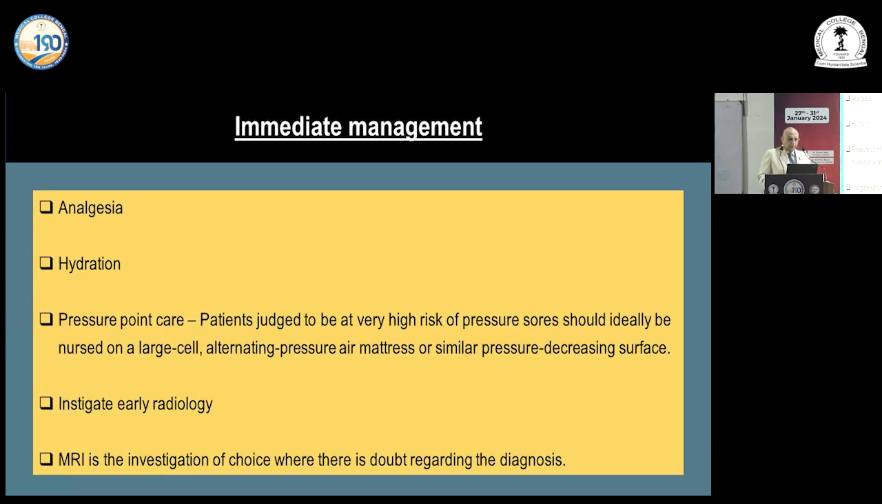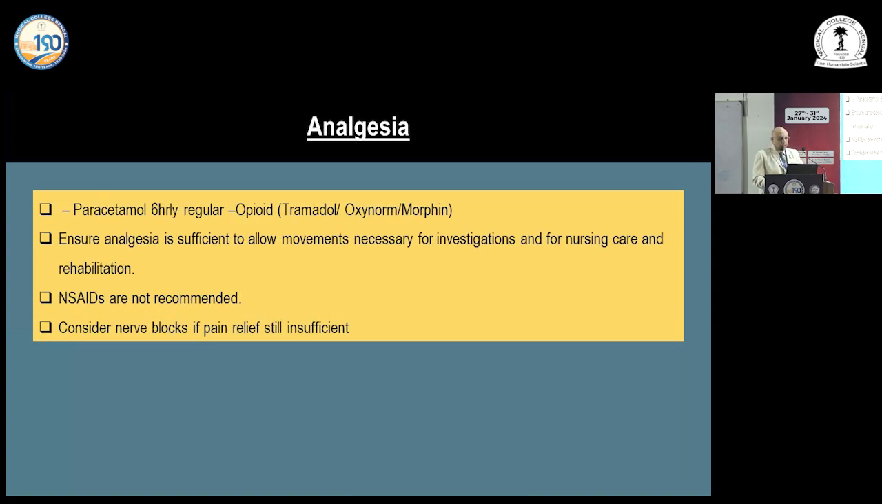These are the immediate management steps: analgesia, hydration, pressure point care, immediate radiology. If there is confusion, then we can confirm with an MRI scan. For analgesia, the best is paracetamol, and if required, opioid. NSAIDs can be used, but are not a very good recommendation for elderly people.